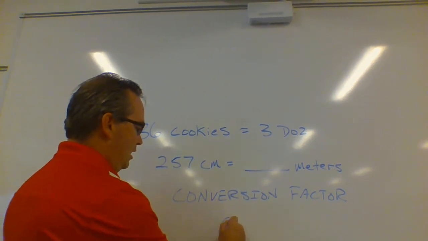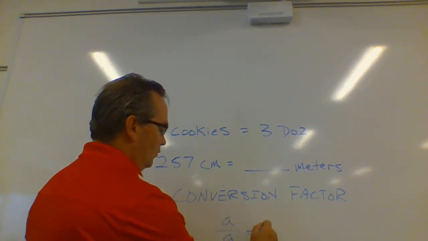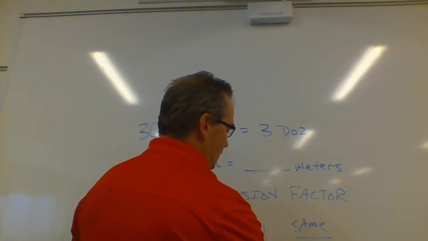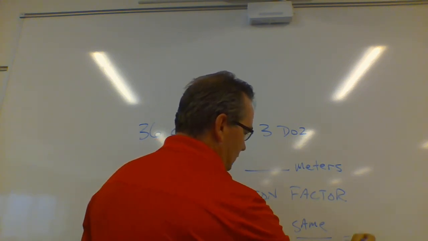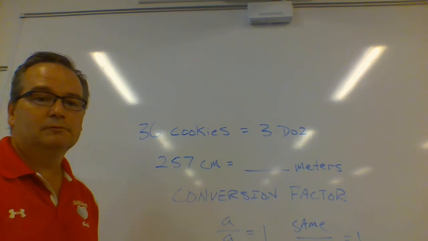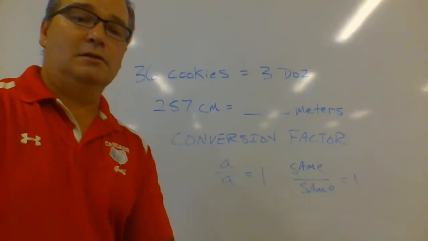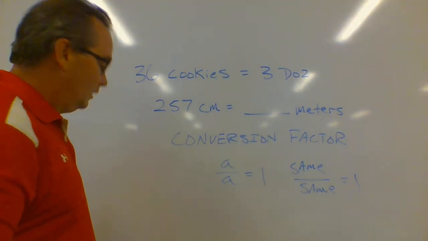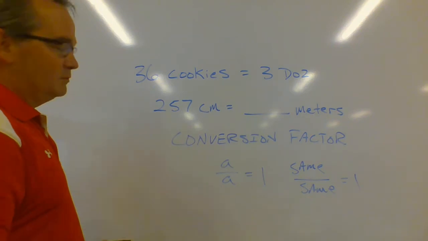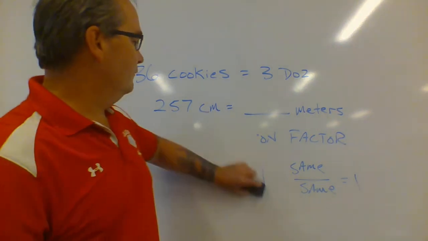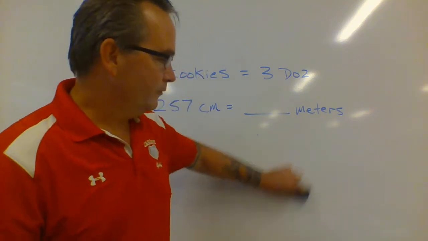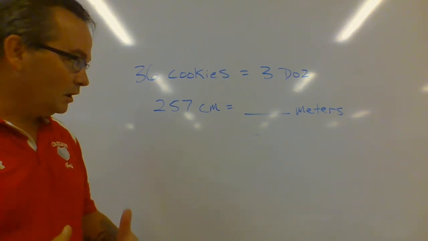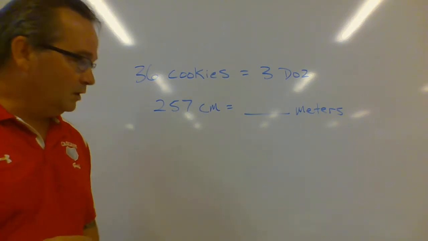So A over A equals 1. Or if you have the same thing over the same thing, that is equal to 1. And you probably can't quite see that. So if you have the same thing over the same thing, that's equal to 1. And so all you have to know is the relationship between these measurements. So let's go back to the 257 centimeters to meters. What you have to know is centi means 100, like there's 100 cents in a dollar, and so there are 100 centimeters in a meter.